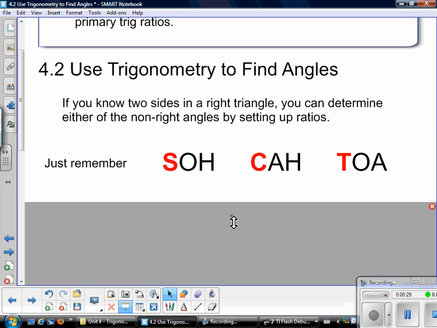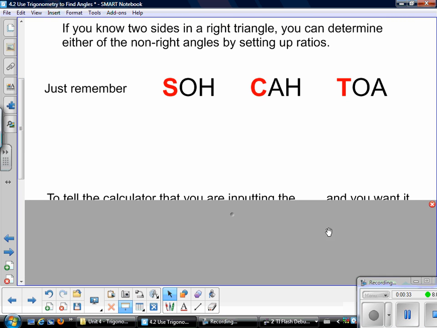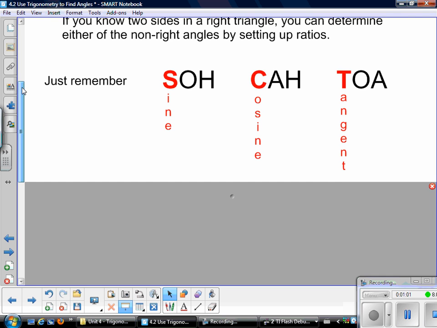So just remember, we're using primary trig ratios, which stand for, I'm sure you all remember, sine. Remember, it's not sin, it's sine, cosine, and tangent. If they give me the opposite and hypotenuse sides, I can use sine. If they give me the adjacent and hypotenuse sides, I can use cosine. Or if they give me the opposite and adjacent sides, I can use the tangent ratios.